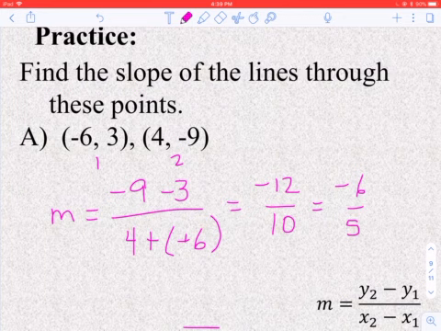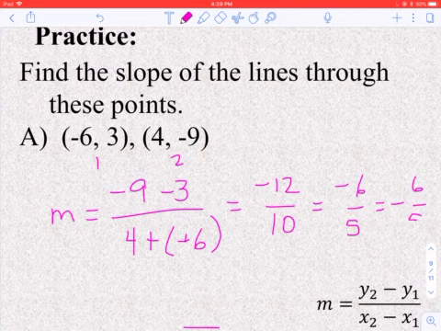Now it doesn't matter if you put the negative with the 6, or you can put the negative in front of the fraction, negative 6/5. So there's the first practice problem.